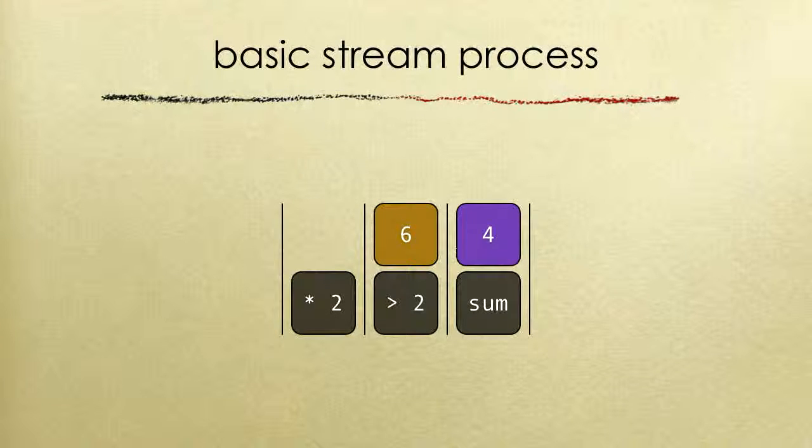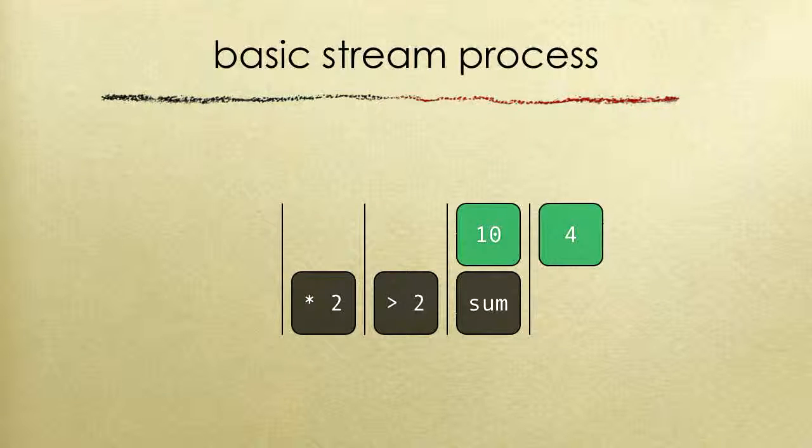You go again, so you're summing for the first time, and so it just stays four. The six is greater than two, so it stays. Go to the next step. So now you add 6 to the result and you get 10. And then your final output is 10. So that's just to give you a really basic example of a stream process.